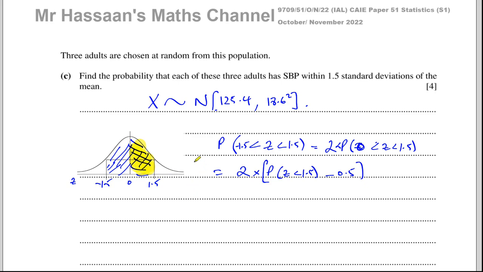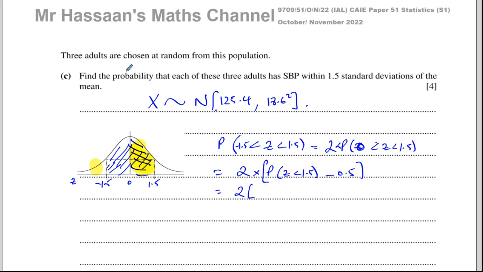We can do it in other ways. We could have found the probability that Z is less than 1.5 and taken away the probability that Z is less than minus 1.5. That would work as well. But I think that's more complicated, so I will do it this way. I'm going to do 2 times the probability that Z is less than 1.5.